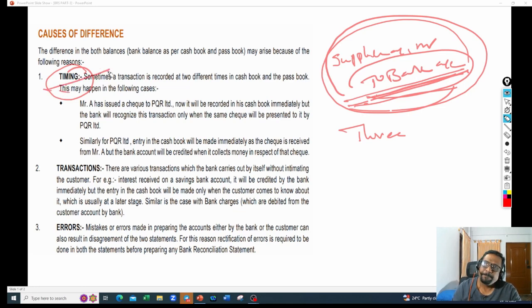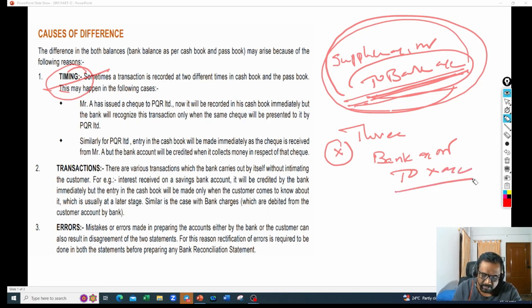Getting my point? Another important point. I deposited a check into the bank. Let us say I received a check from X and I immediately deposited it. When I deposit the check which I received from X into the bank, what entry do I write? I debit bank account and credit X account, because the giver is X and the receiver is bank. So bank account debit to X account.